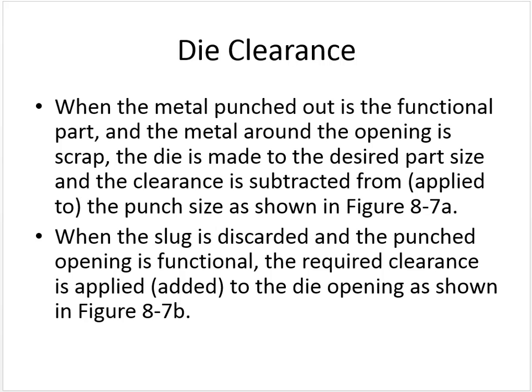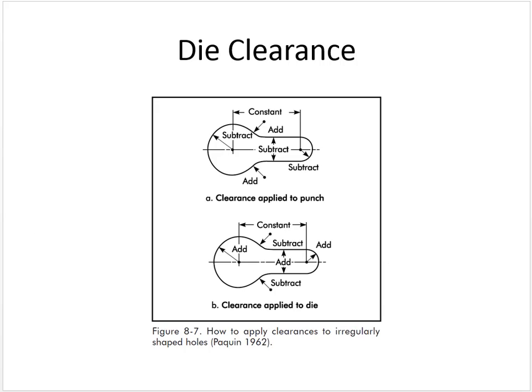When the metal is punched out as the functional part, the metal around the opening is scrap, so the die is made to the desired part size, and the clearance is subtracted. But when the slug is discarded and the punch opening is functional, the required clearance is applied to the die side. And then this slide just talks about how you apply the die clearance to irregularly shaped holes.